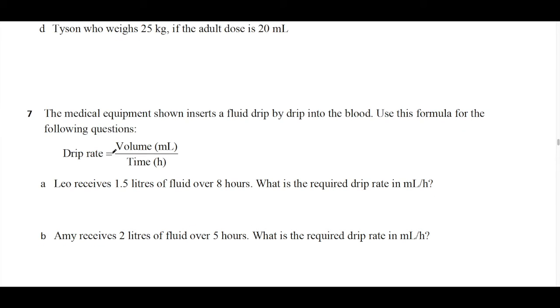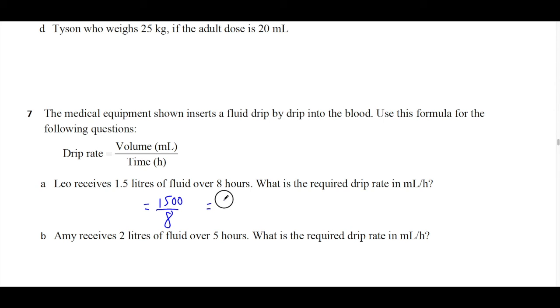The drip rate equals volume over time. Leo receives 1.5 liters of fluid over 8 hours. What is the required drip rate in milliliters per hour? First of all, when we do these questions, make sure we're substituting in the correct units. So 1.5 liters, you've got to convert this to milliliters, which is 1,500 over 8 hours. Time is in hours, so that's fine. And what does this equal to?